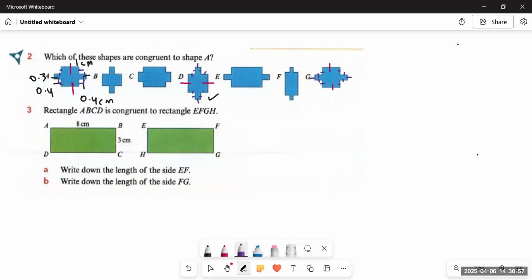So figure A, figure D, and figure G are only congruent with each other. Apart from that, B, C, E, and F are not congruent to figure A.